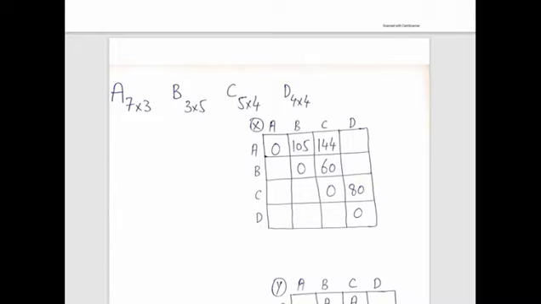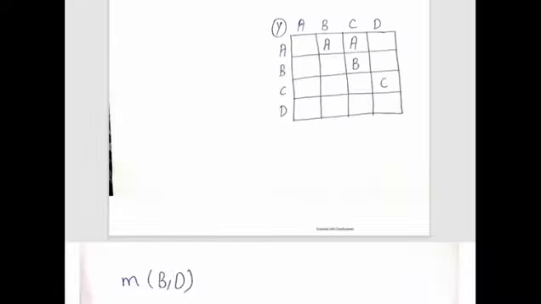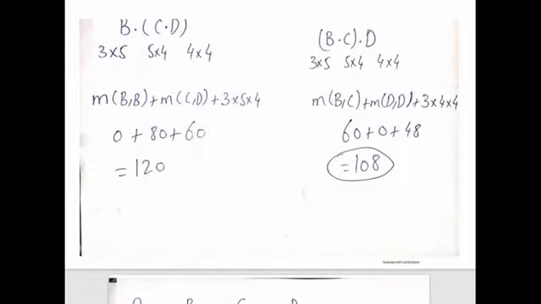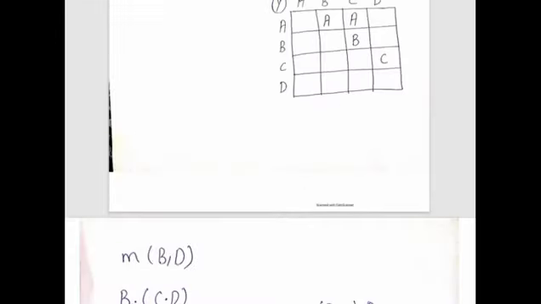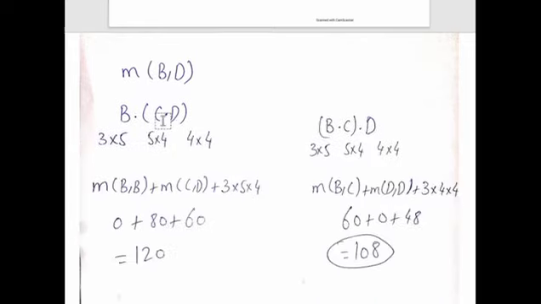So let's perform the multiplications. So we are multiplying the matrix B with D. There can be two possibilities. The first possibility is that we take a pair of the matrices C and D, and then we multiply the results with the matrix B, right? So the dimensions of the matrix B are 3 into 5, the dimensions of matrix C are 5 into 4, and the dimensions of matrix D are 4 into 4.